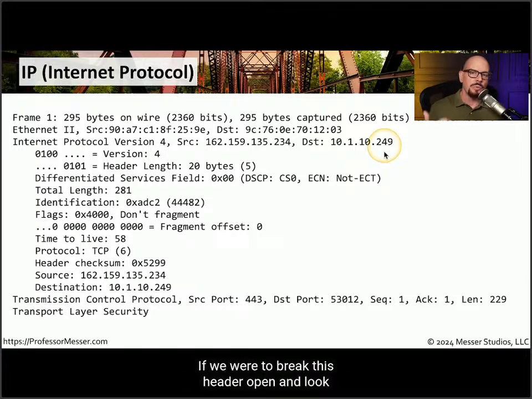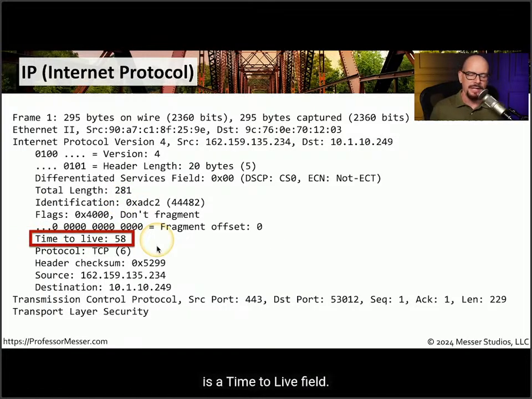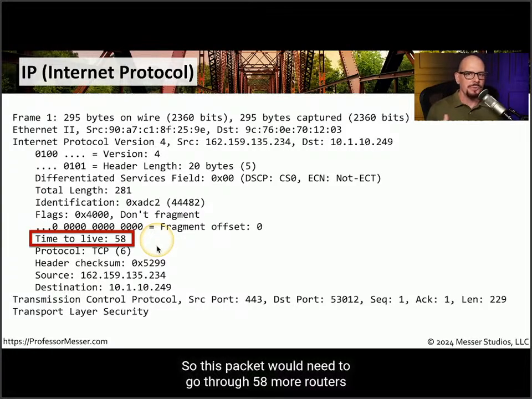If we were to break this header open and look at those individual fields that we mentioned from that previous slide, you can see there is a differentiated services field, a total length field, an identification field, and right here is a time to live field. The time to live for this particular packet is 58 hops. So this packet would need to go through 58 more routers until this got down to 0, at which point it would be removed from the network.